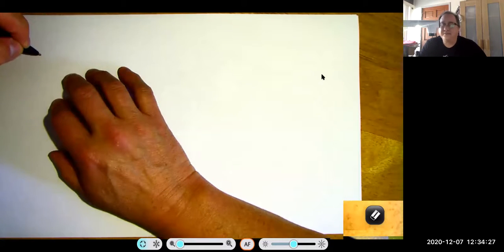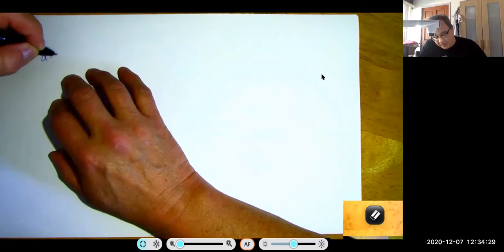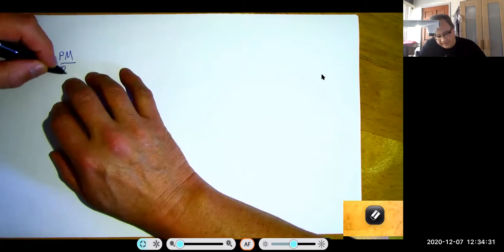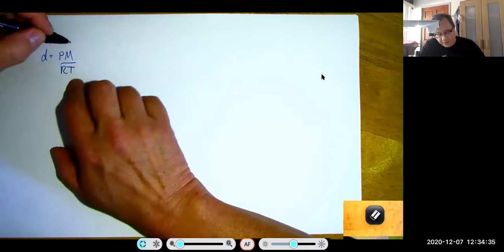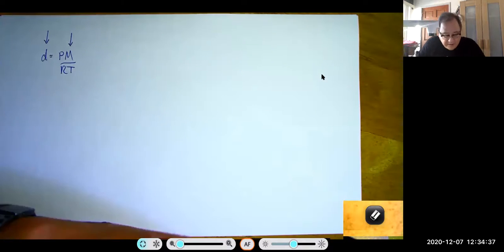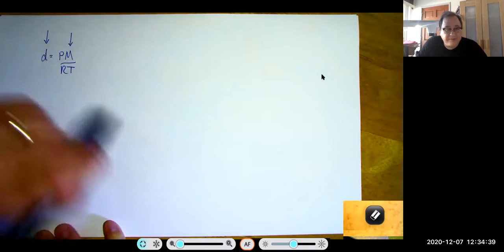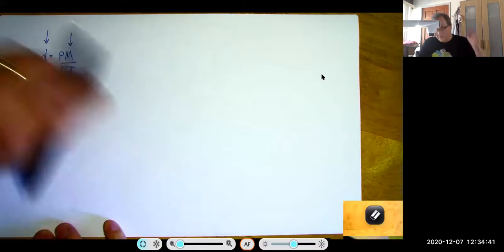For instance, we know that density is PM over RT, right? And maybe we could have used this formula and this formula to figure out what's going on. Although I kind of doubt it. Okay.